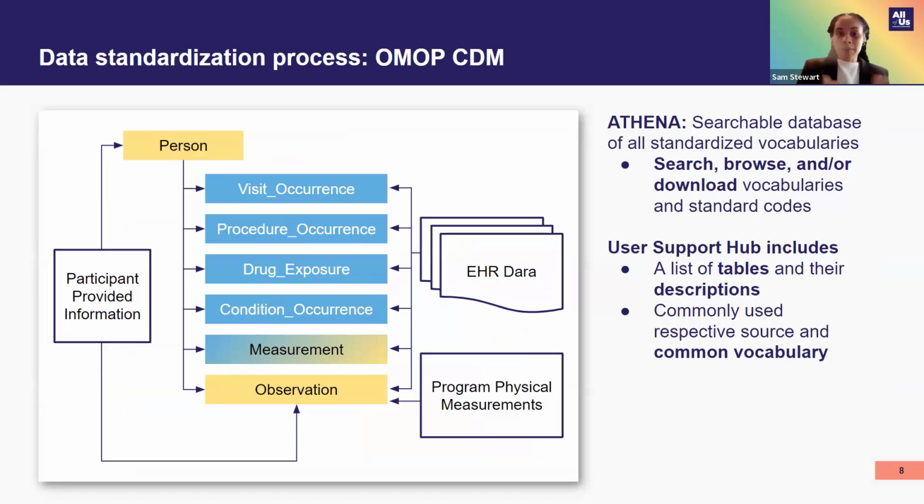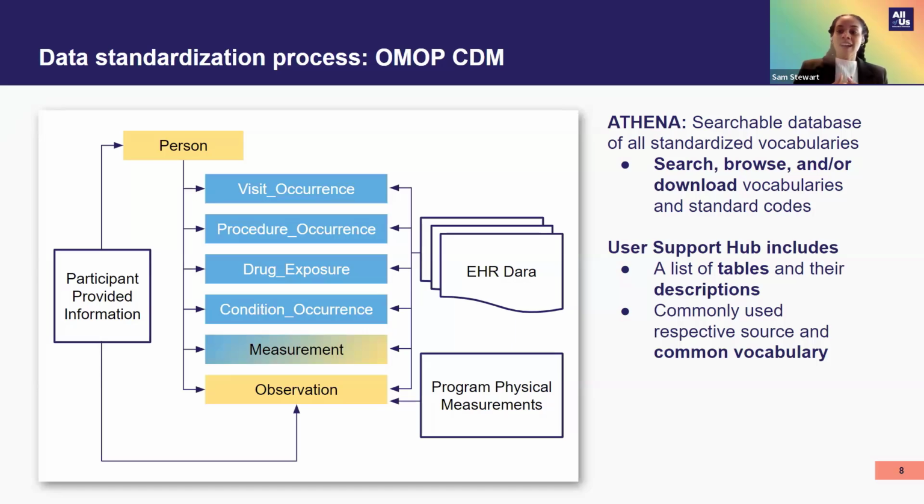So speaking about OMOP, the All of Us dataset is organized into tables according to the OMOP Common Data Model. OMOP stands for the Observational Medical Outcomes Partnership. This graphic is just showing you how those different tables are organized. For example, we have EHR data that could be pulled into various different tables, such as the visit occurrence table, the procedure occurrence table, drug exposure, the person table, etc.